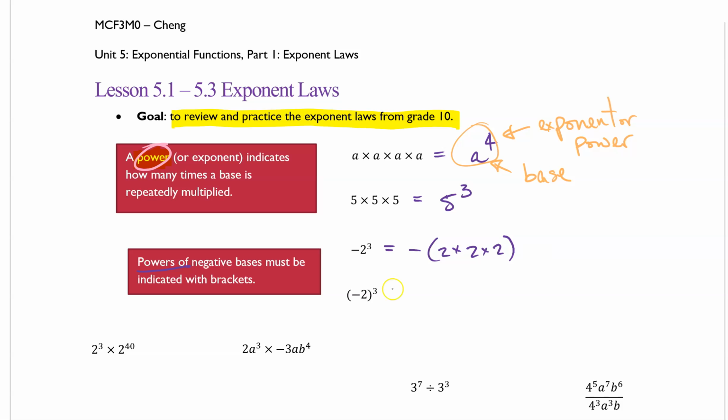We make the difference with a different indicator to understand it, because this one over here is negative 2 all cubed, but powers of negative bases must be indicated with brackets. This is negative 2 times negative 2 times negative 2. In both cases you're going to get negative 8, since 2 times 2 times 2 is 8. But if this was an exponent of 4, for instance, this would be negative 16, while this would become positive 16. Something to be very aware of.